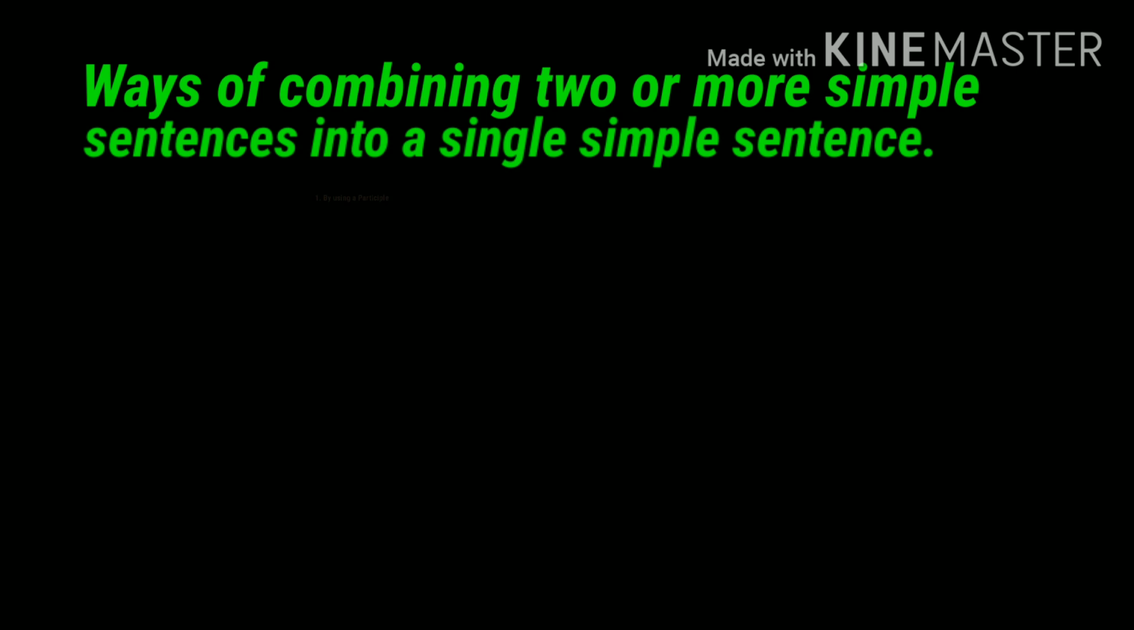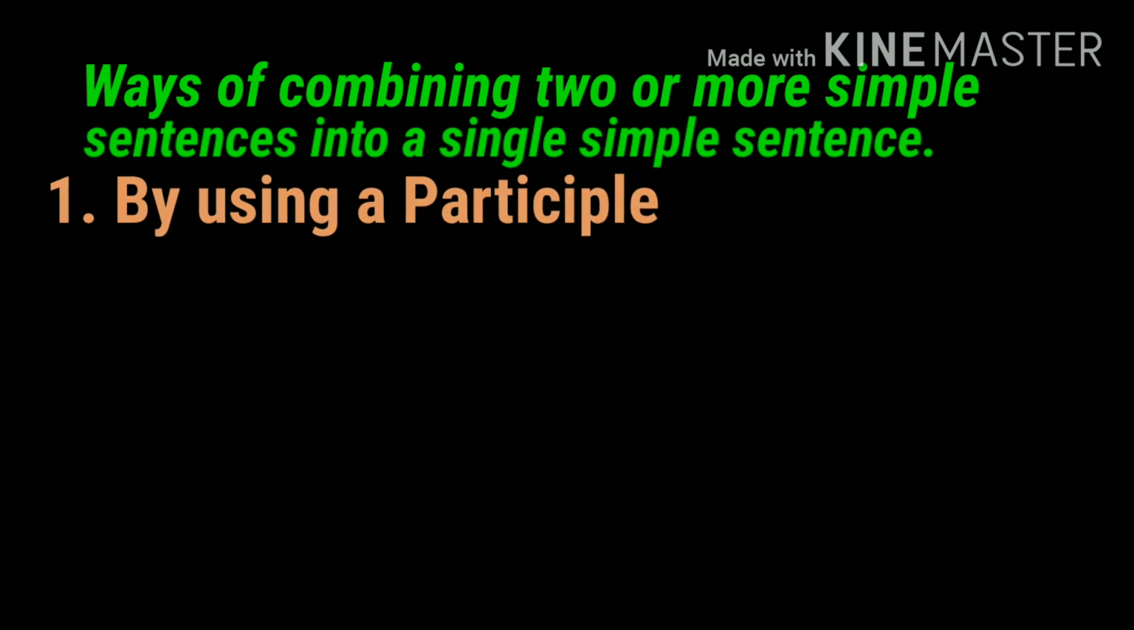First one, by using a participle. Participle can be present participle, past participle or perfect participle. Present participle denotes incomplete action and its structure is verb plus ing form. Okay. Past participle, it denotes complete action. We know only that is the third form of the verb. Perfect participle denotes an action as completed at some past time.